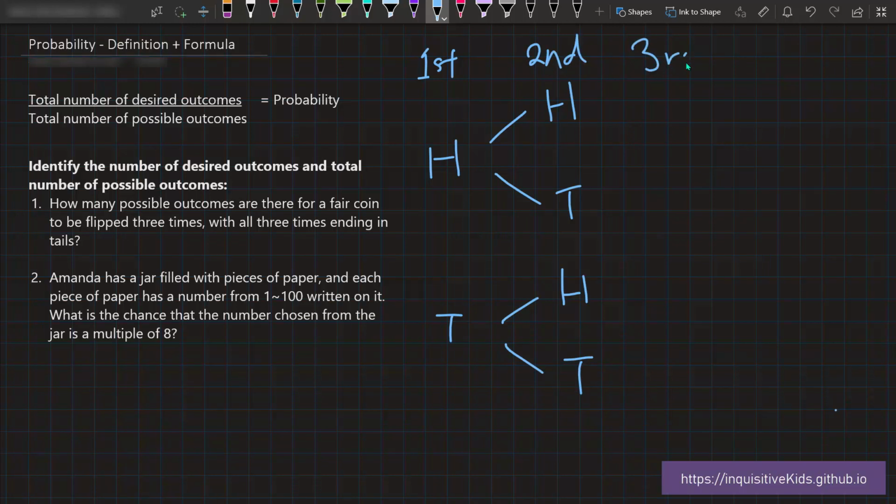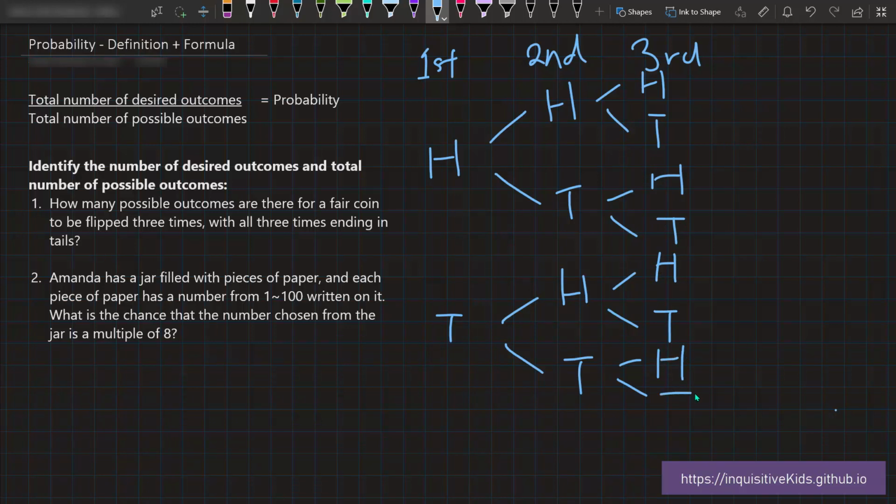And for the third time we flip it, we can draw more branches of this tree, and each possibility can either have another H or another T. So this just shows us all the different possibilities that can come up when flipping a fair coin 3 times. So let's count the number of different outcomes. 1, 2, 3, 4, 5, 6, 7, 8. So the denominator would be 8. The number of possible outcomes is 8.